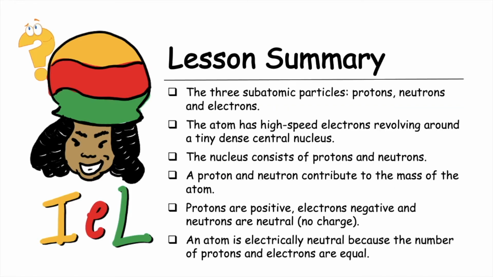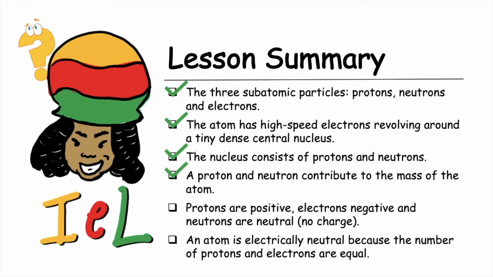Lesson summary. So we have quite a few things that we have learned in this lesson. So let's just do a quick recap here. The first thing is that the 3 subatomic particles are protons, neutrons, and electrons. Next, the atom has high-speed electrons revolving around the tiny, dense central nucleus. And of course, the nucleus consists of protons and neutrons.